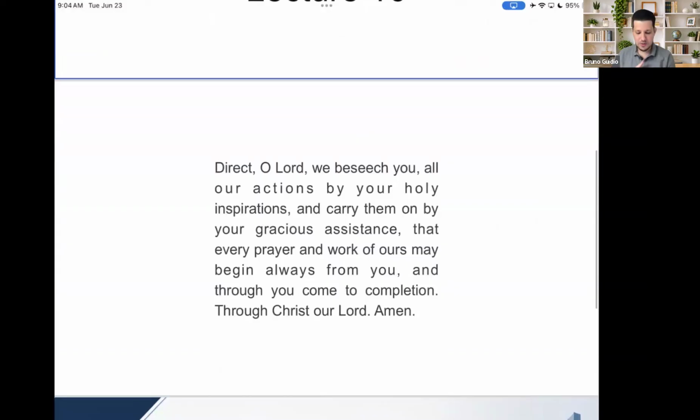In the name of the Father, Son, Holy Spirit, Amen. Direct, O Lord, we beseech you, our actions by holy inspirations and carry them on by your gracious assistance, that every prayerful work of ours may begin always from you, and through you come to completion, through Christ our Lord. Amen. Father, Son, Holy Spirit.